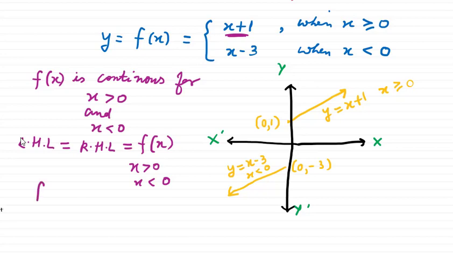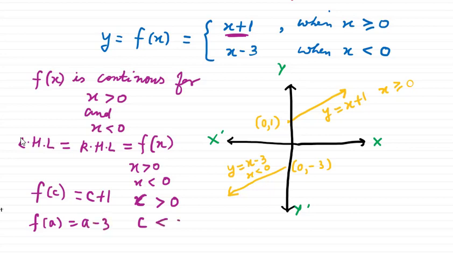We can see it with this also. So f(c) will be c plus 1 for all c greater than 0, and I'll take another example, f(a) will be a minus 3 for all a less than 0. So this will be continuous for all these values.